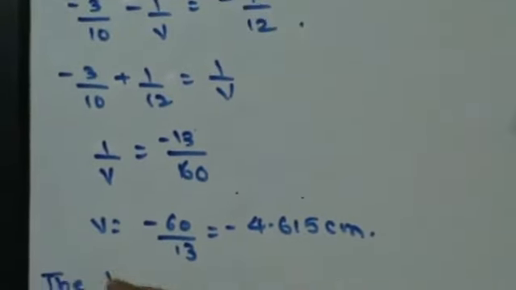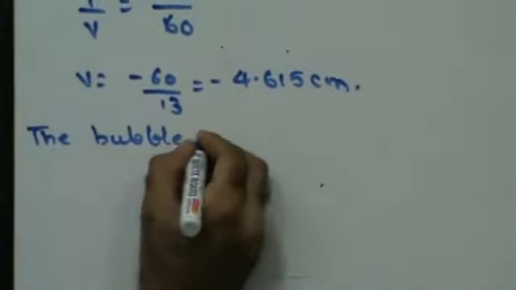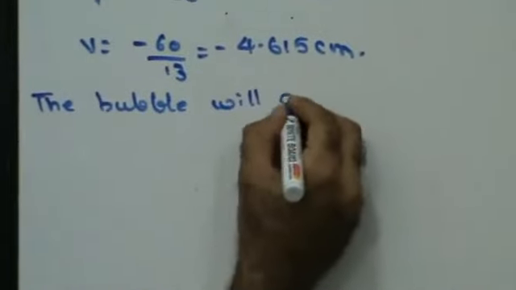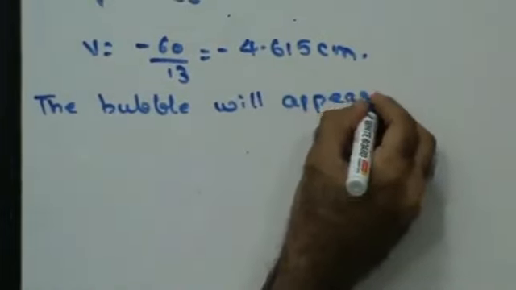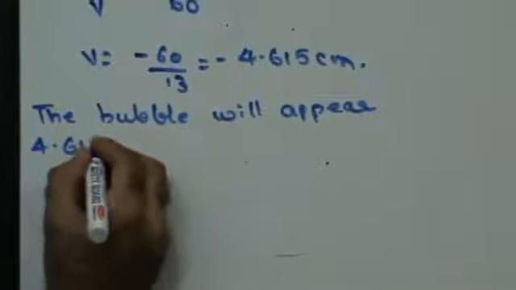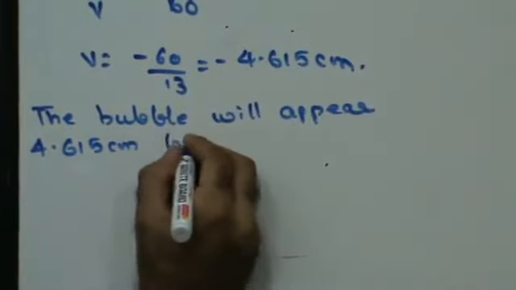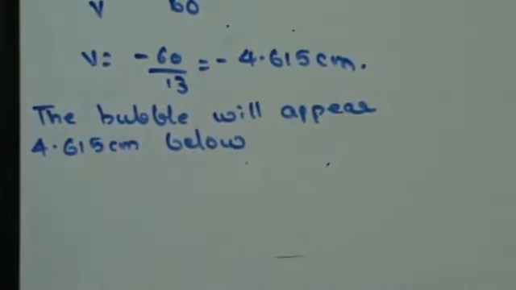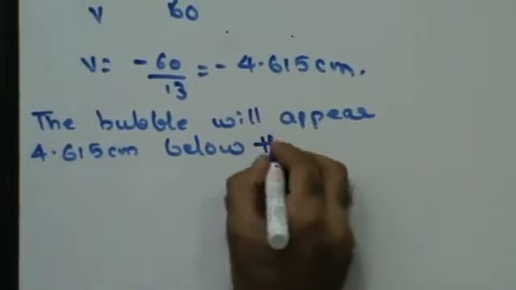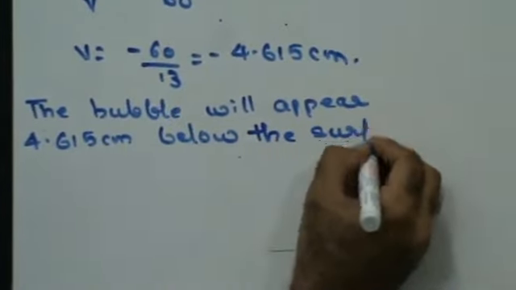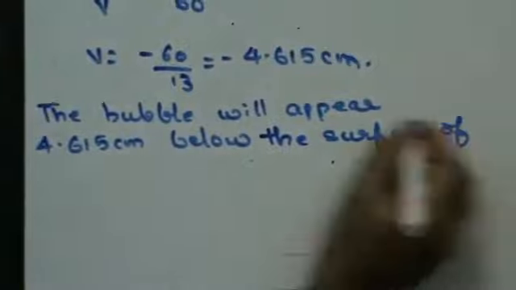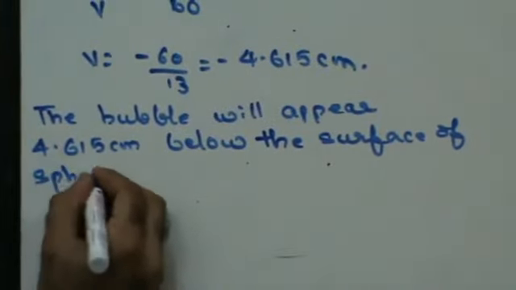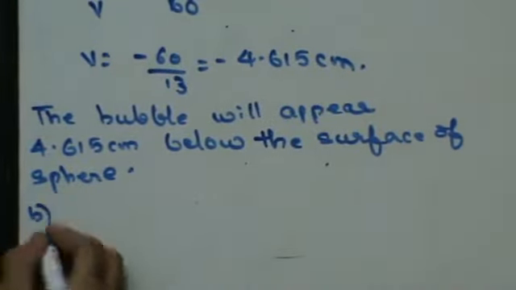The bubble will appear 4.615 centimeter below the surface of the sphere. That's the first part of the question. The second part of the question.